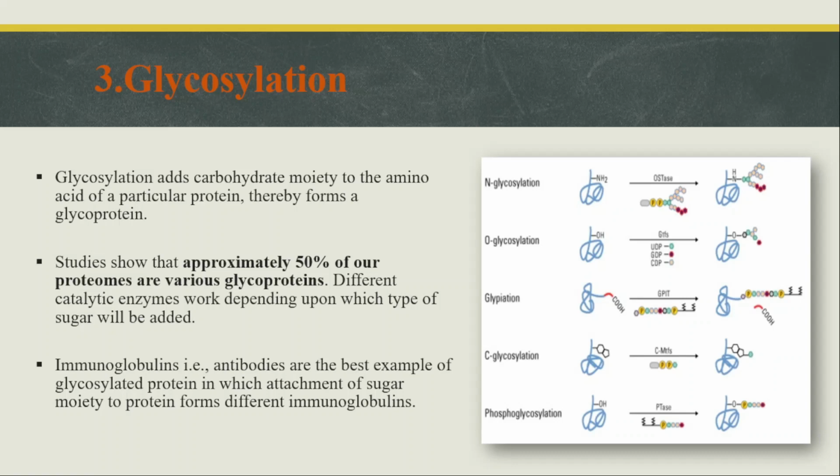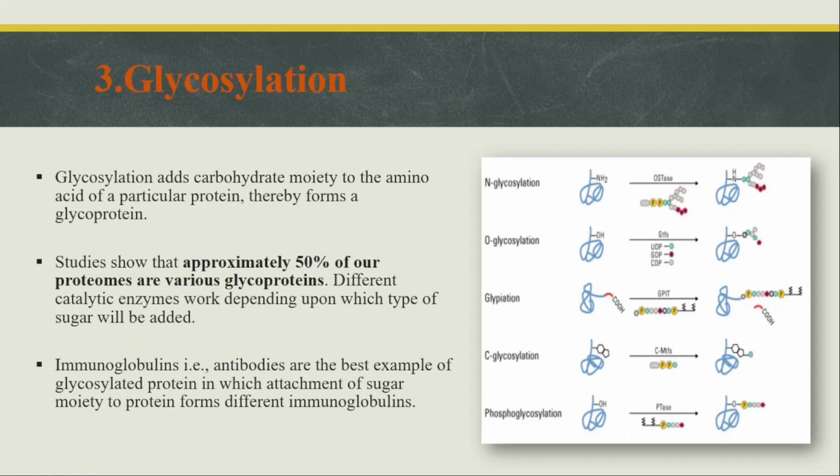Common glycosylation types are N-linked and O-linked. Besides, C-linked glycosylation, phosphoglycosylation, and glypiation also occur. The N-linked glycosylation occurs at the amide nitrogen of amino acids, while the O-linked occurs at oxygen atoms. The N-linked and the O-linked glycosylations occur on serine and threonine respectively.